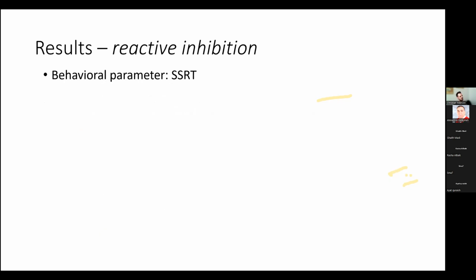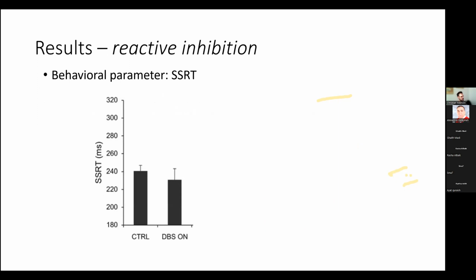Of course, our behavioral parameter is the stop signal reaction time that we compute as I explained before. And here are the results. As you can see, the controls on the left have a stop signal reaction time that is very comparable with the DBS patients that have an active electrode. So both electrodes are active. As you can see, there is no difference in reaction times.